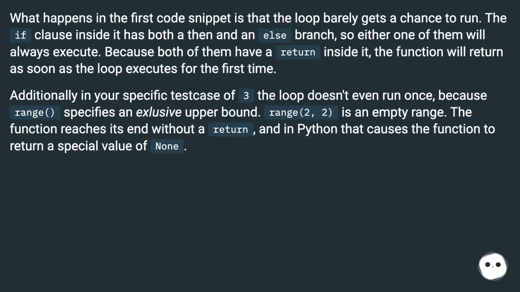What happens in the first code snippet is that the loop barely gets a chance to run. The if clause inside it has both a then and an else branch, so either one of them will always execute. Because both of them have a return inside it, the function will return as soon as the loop executes for the first time.